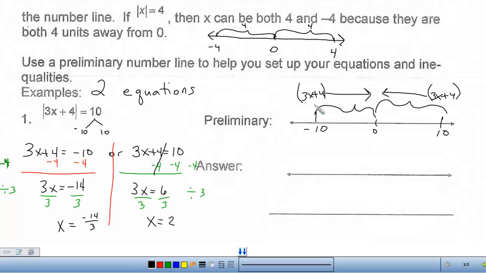So 3x plus 4 did indeed lie between negative 10 and 10. Our first solution was x equals negative 14 over 3, which is the same thing as negative 4 and 2/3. And the next equation, or x equals 2. So the answer is negative 14 over 3, and this is a dot, and 2. We're using dots to represent the location that it's equal to. Remember, with absolute value, we set up two equations, we have two answers.